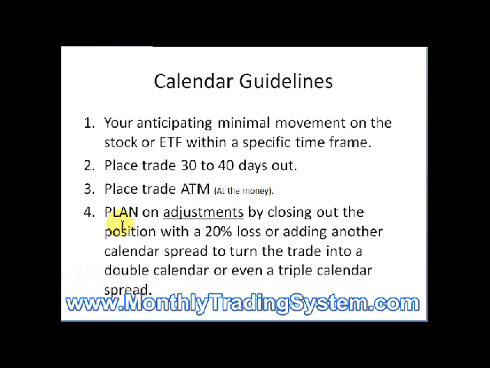And number 4, plan on adjustments. Adjustments are critical, either by closing out the position with a 20% loss or adding another calendar spread to turn the trade into a double calendar or even a triple calendar spread.